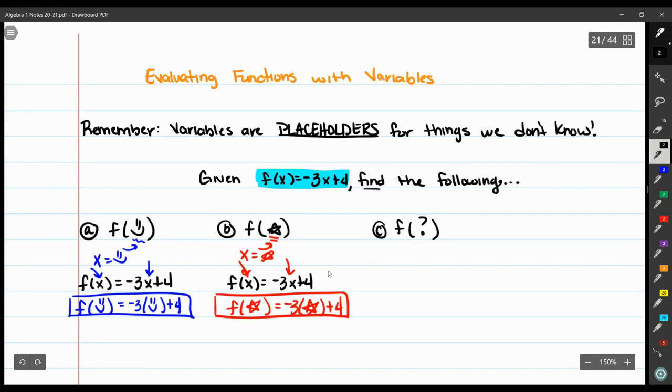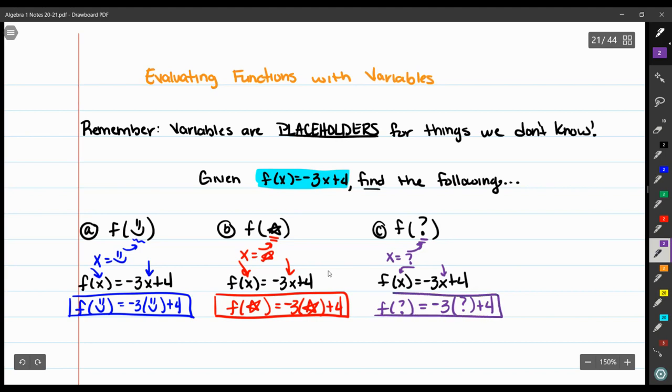So try this one on your own. Pause the video and try to find f of question mark. Okay, so let's see. Question mark is inside, so x equals the question mark. So we're going to replace x with the question mark. Our original equation, again, was f of x equals negative 3x plus 4, but we're replacing x with a question mark, because, again, we don't know what it is. So f of question mark is equal to negative 3 times, but x is now a question mark, plus 4. And again, that's as far as I can go.